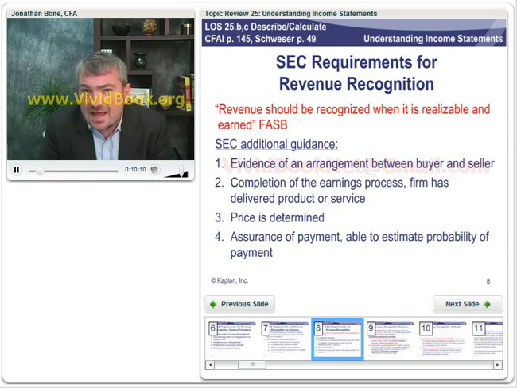First of all, there's evidence of an arrangement between the buyer and the seller. It could be a sales contract, it could be an invoice, it could be a shipping note indicating the goods have been shipped. Also, notice there should be completion of the earnings process, i.e. the firm has actually shipped the goods or completed the service. The price is determined, so we know what the price is, we can put a dollar value. And then the final one, of course, is the customer is likely to pay, so we've got assurance of payment.